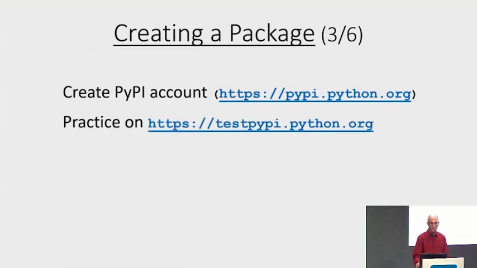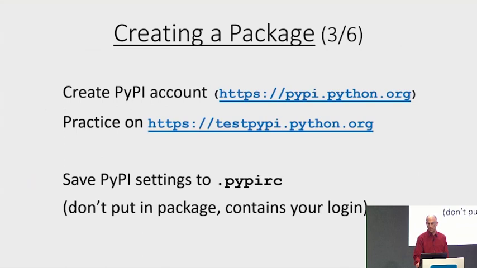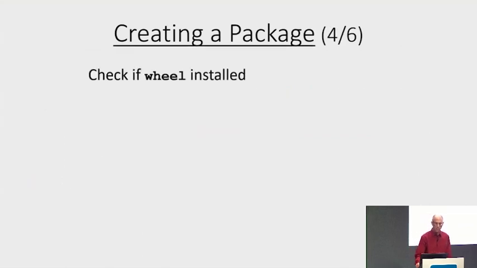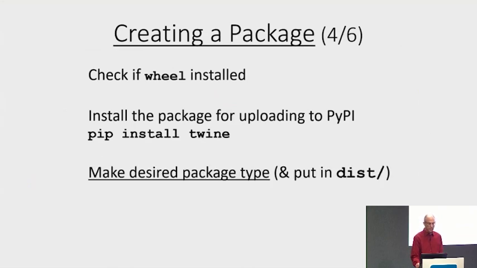And here's a practice URL that you could practice on to reduce the impact on production. Here you can save the settings for the account to this file, but don't put it in your package because it has your login. Now, to create the package, check if the wheel package is installed. Install the package called Twine, which uploads to PyPI, and then you make your desired package.